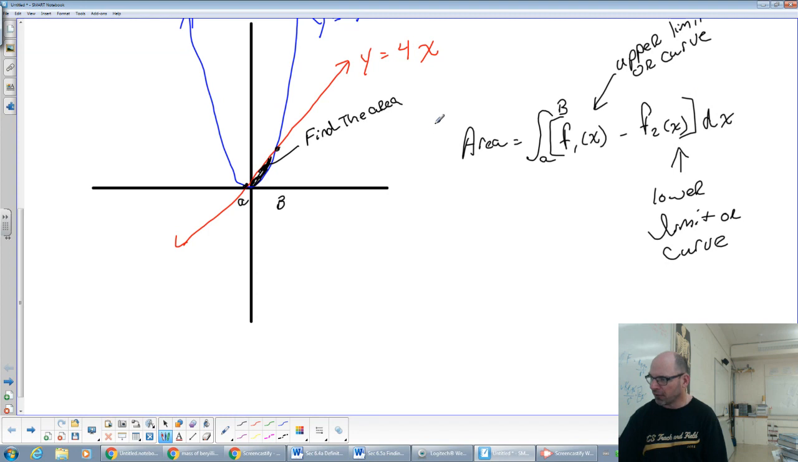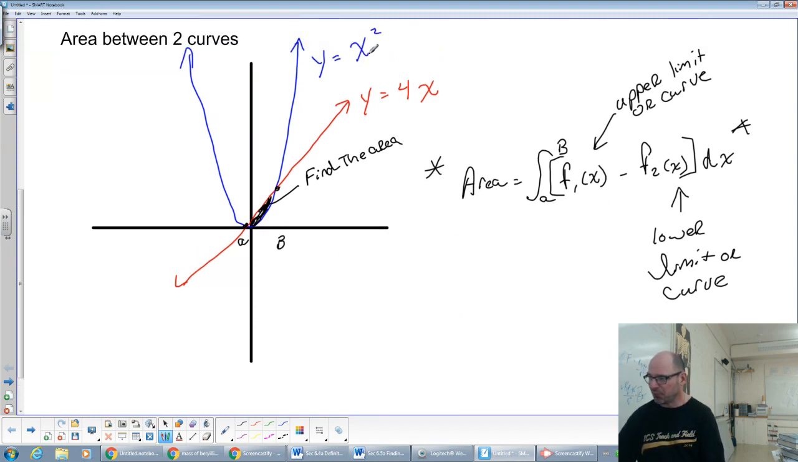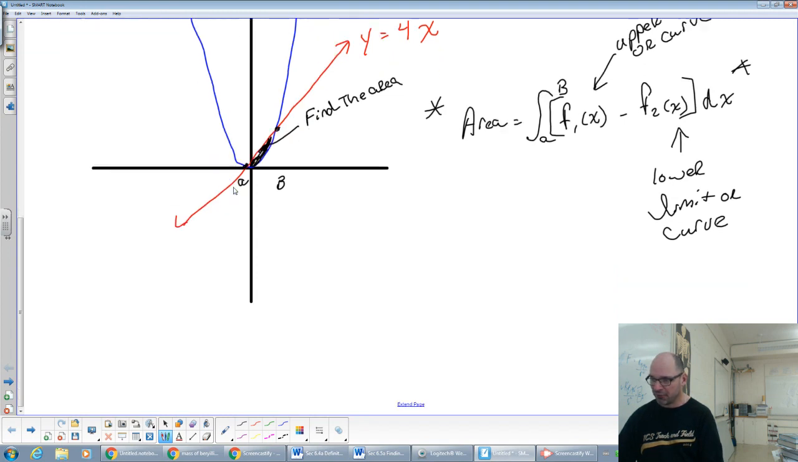And this is our formula. Okay, it's the integral from B to A of the upper limit minus the lower limit. Okay, so there's some steps that we've got. So first thing we have to do, let's do this example that I have here real simple, is we have to find our A and our B point.